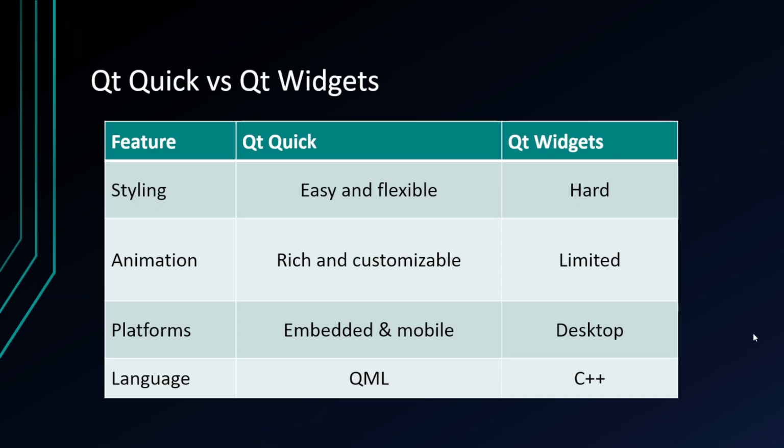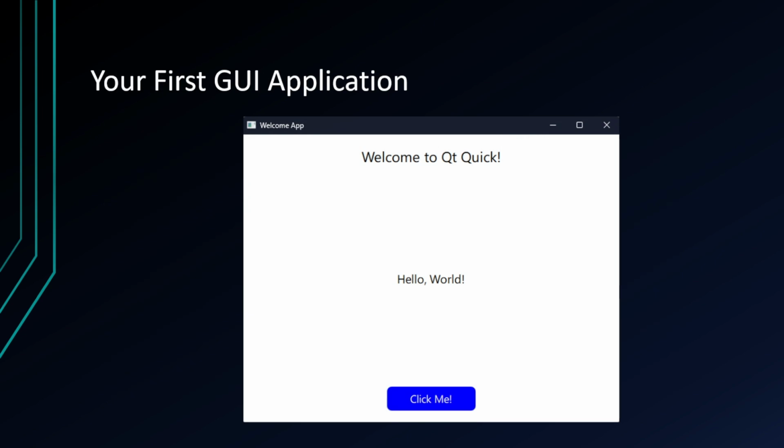So let's go to the QML module. We will now write a minimal app that displays a welcome message and a button. Clicking the button changes the message, this one, hello world, to something else. Of course, the full code is in the GitHub repository, link in the description below. You can take a look or download it. Let's go to the editor.